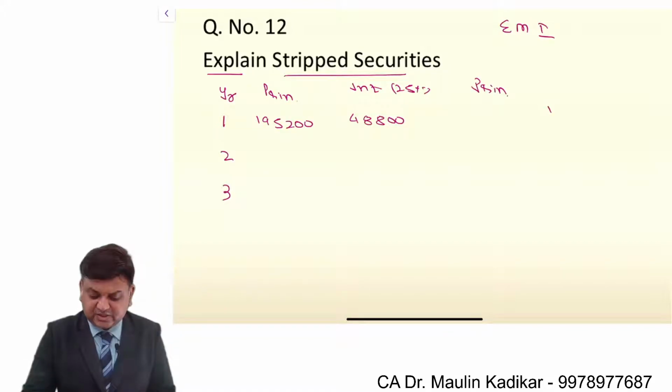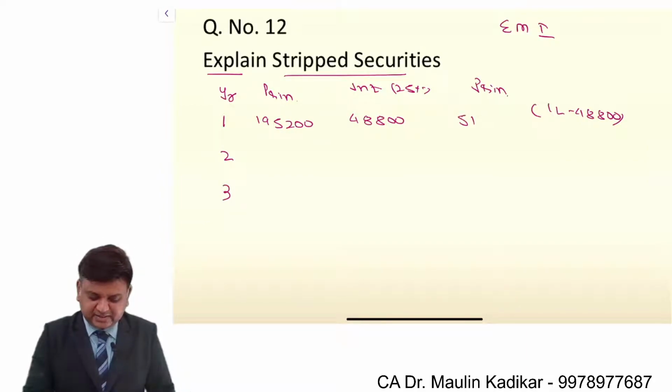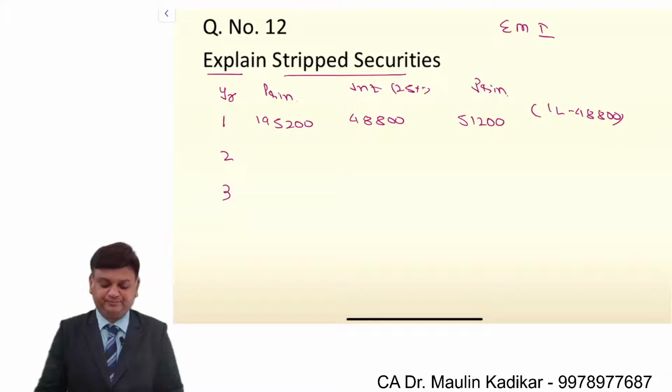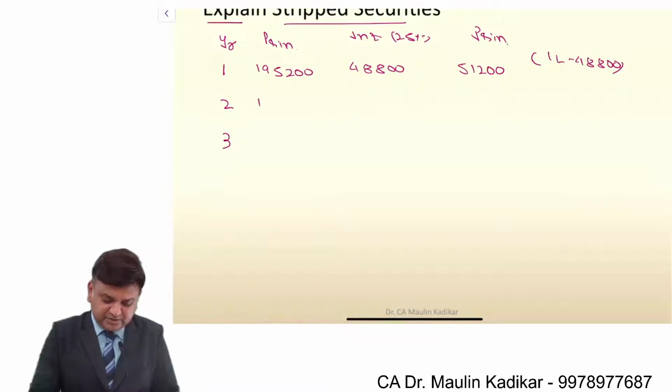And let us say the installment is 1 lakh, minus principal, minus interest. So 1 lakh minus 48,800. So over here the principal adjusted will be 51,200. That is deducted from 195,200. So the principal outstanding is 1,44,000.